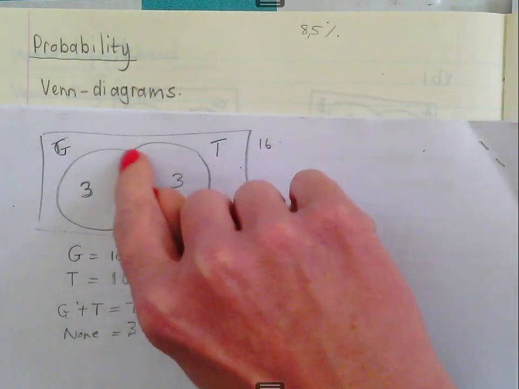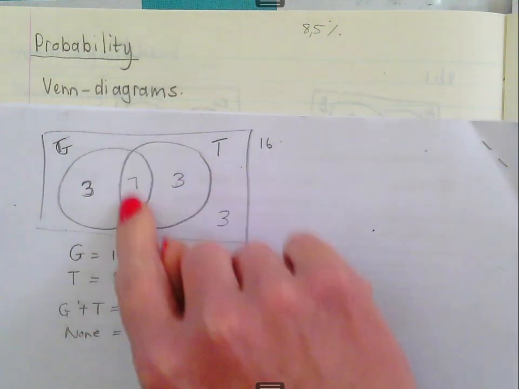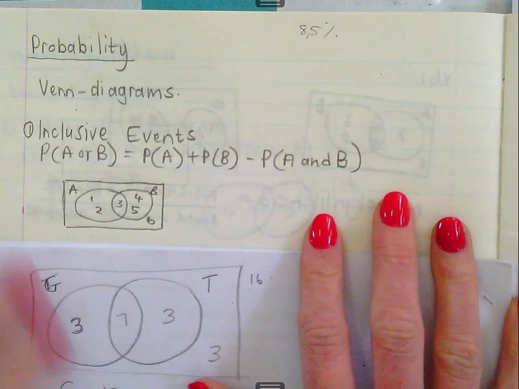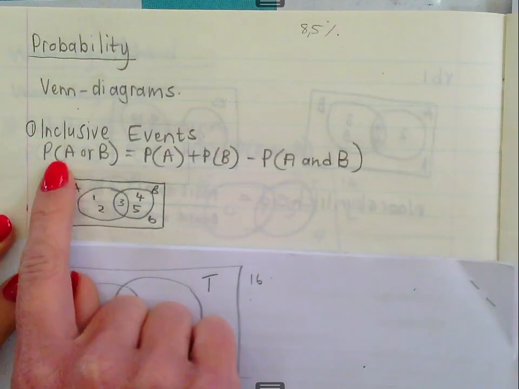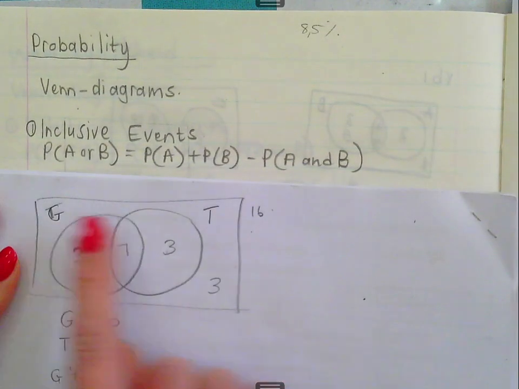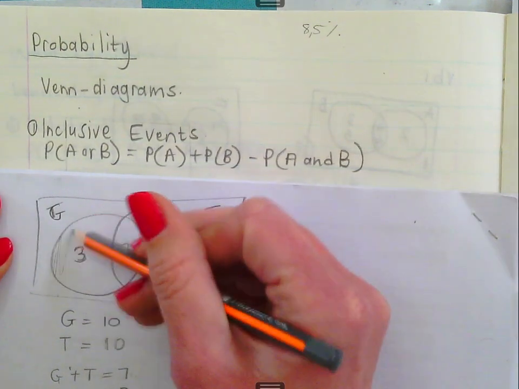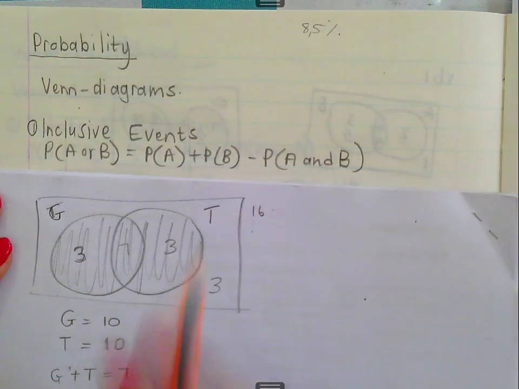The fact that we have a subject that you can either have tourism or geography or both makes this an inclusive event because of that cut there. Okay? So if we look at the formula we have there, we are saying the probability of A or B. Now understand that A or B, look here, this is A or B. This whole entire circle, everything there.